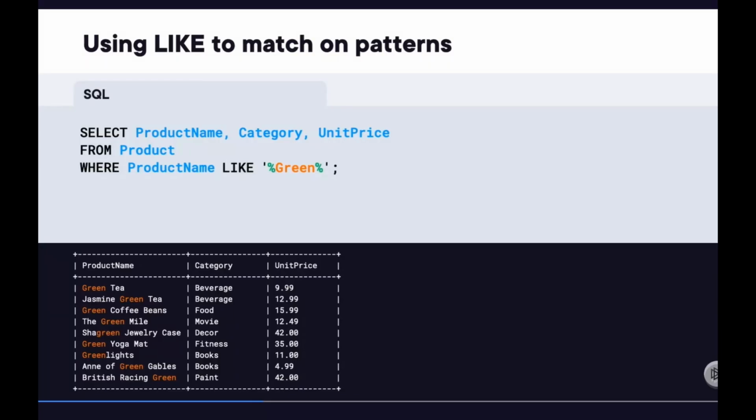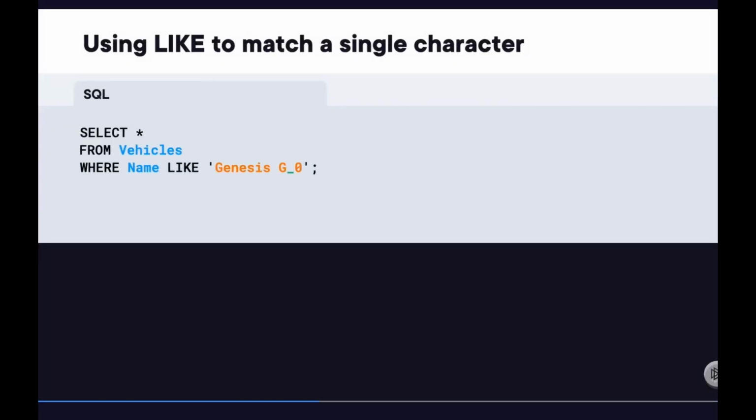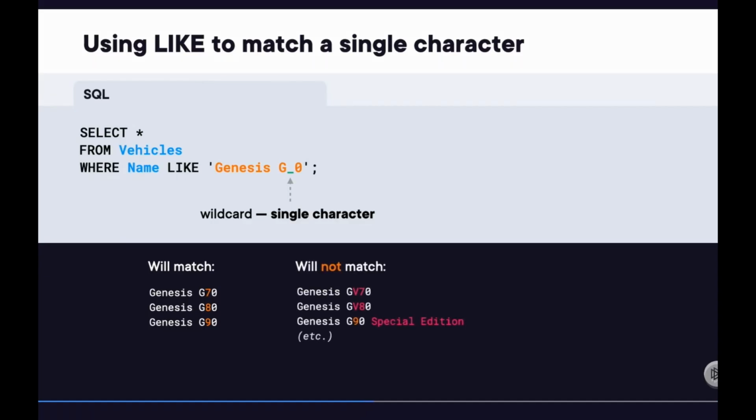So we'll now match on products that have the word green in the middle or at the start or right at the end. Now, sometimes you don't want that much flexibility. You might just want to support a single character wildcard, a single character that could be different. You can do that with the underscore, still using the keyword like. So this SQL is going to look for rows with the value Genesis G, some character, 0 in the name. So this would match on Genesis G70, Genesis G80, Genesis G90, but this would not return on GV70 or GV80 because it's only going to match if there's a single character between the G and the 0.